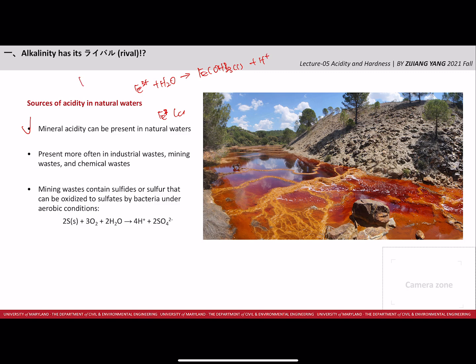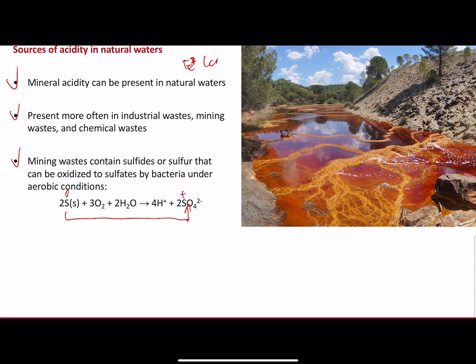If you did chemistry experiments in high school, if we dissolve this salt in the water, the solution is acidic. It occurs more often in industrial waste, mining waste, and chemical waste because they may contain some of the metals. The mining waste contains sulfates or sulfur that can be oxidized to sulfates by bacteria under aerobic conditions. So except for the metals, sulfur can also provide acidity because it will be oxidized into sulfuric acid. We can see the oxidation state is 0, and this is +6.